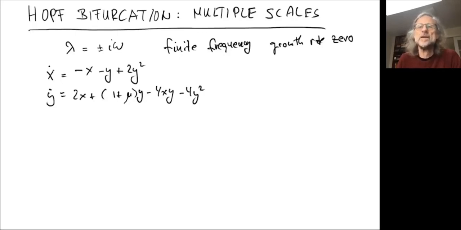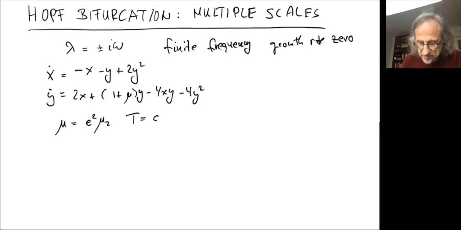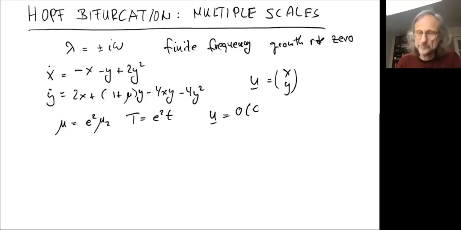We'll see later that because of time translation symmetry, the oscillation amplitude is of the order of square root of mu. And so we choose the following scaling. We say mu is equal to epsilon squared mu2. We take a slow time scale, epsilon squared t, and we take the solution u, which I take to be x, y. U is order epsilon.